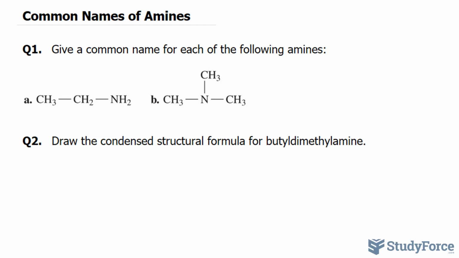The question is asking, give a common name for each of the following amines. The first thing that I'll do is name them using IUPAC, and then I'll discuss the common names of them. So we learned that the longest chain dictates the base of the name. The longest chain here is 2 carbons, so we can start with ethane. And since it's bonded to nitrogen, we drop the E in place of amine. So we have ethanamine.